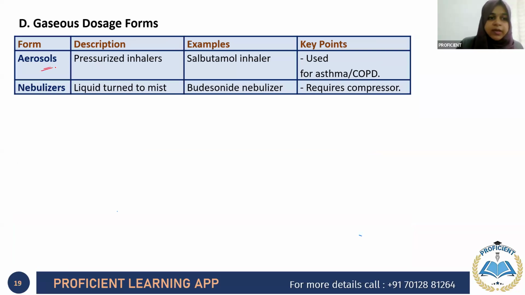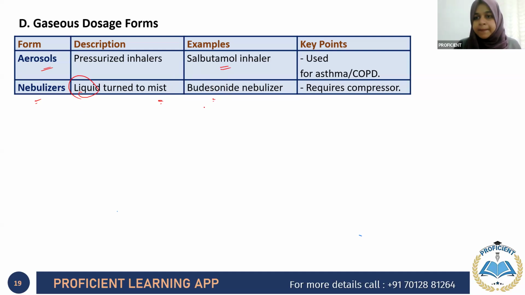So aerosols, pressurized inhalers and all, like the salbutamol inhaler. Salbutamol is used for asthma and COPD. Then we have the nebulizer. What do nebulizers do? They convert liquid to small droplets, which is called mist. You might have seen that when children have difficulty breathing, we give them nebulizers. Sometimes using saline, or sometimes you may have to add a drug, inhalational agents like budesonide, an inhalational corticosteroid.